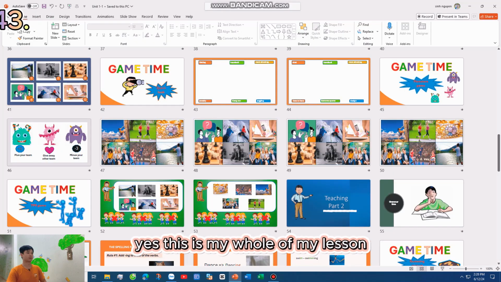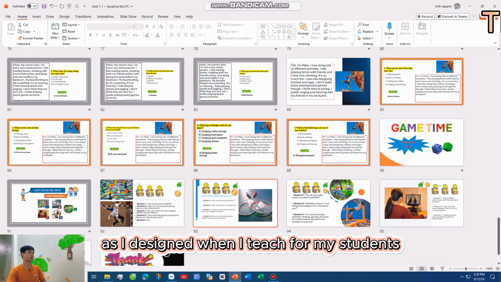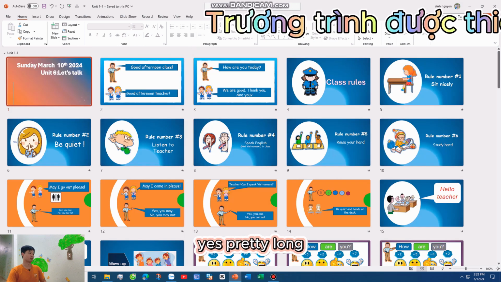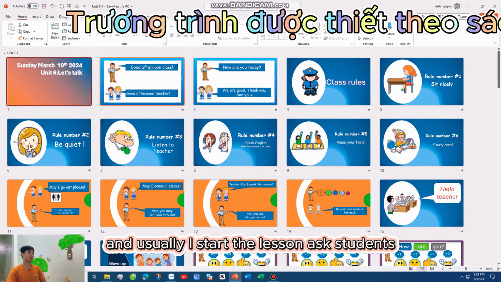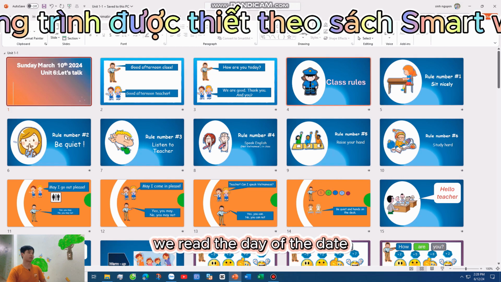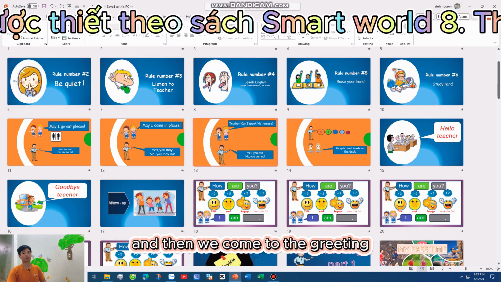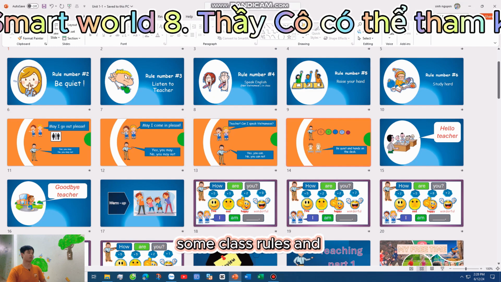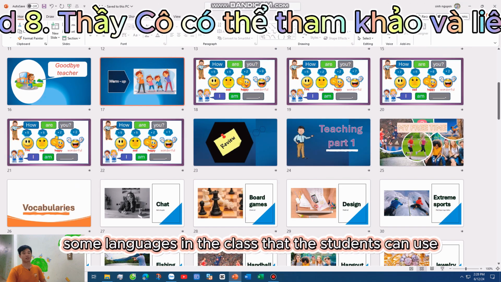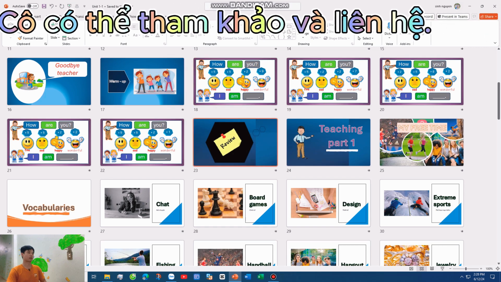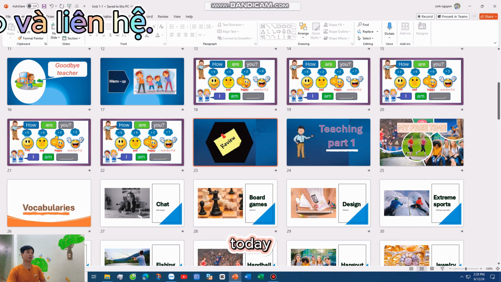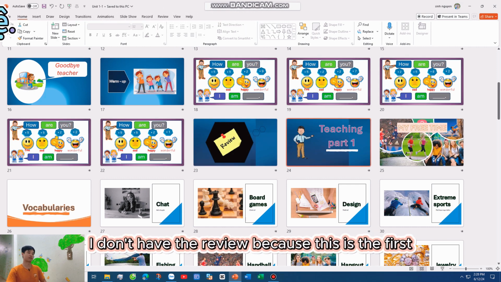Yeah, this is my lesson. I designed it when I teach my students. It's pretty long. Usually I start the lesson with a student reading the date, and then we come to the greeting, some class rules, and some language in the class the students can use. And then we come to the warm-up. Review: today I don't have a review because this is the first lesson in this textbook.